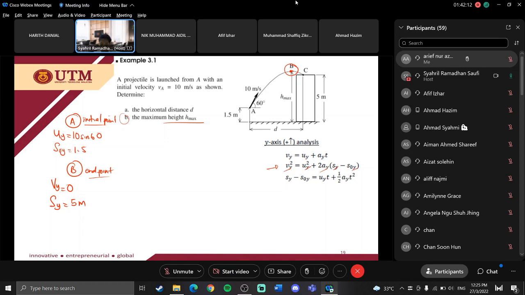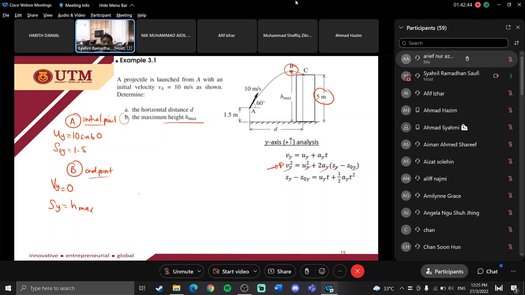Okay. All right, so actually I did it wrong here. Sy we don't know, because the 5 meter given here is for point C. Point B we don't know. So Sy is equal to Hmax. All right, so this one is the correct one. Okay, Sy for point B is Hmax. So 5 meter is for point C.